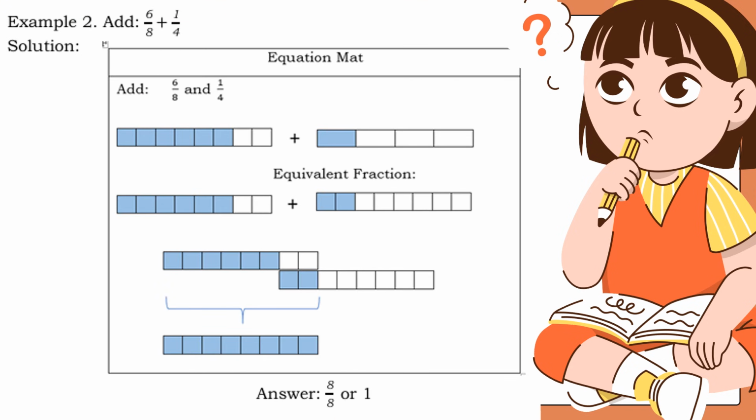Example number 2, add 6/8 plus 1/4. And here's the equation math. Add 6/8 and 1/4. The answer is 8/8 or 1.